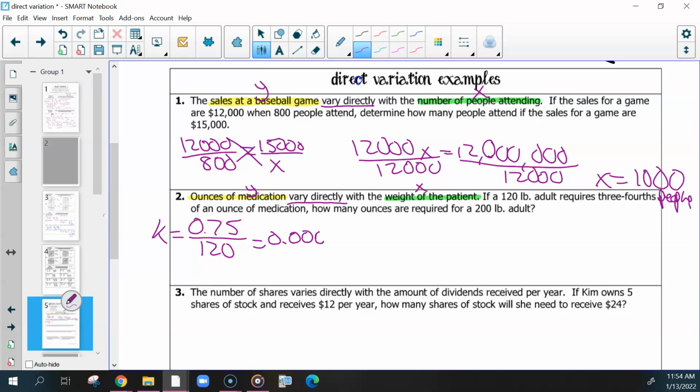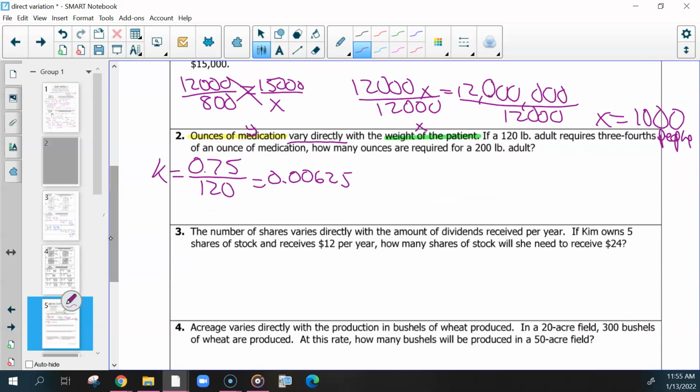0, 0, 0, 6. A lot of the times, unless you have big numbers like the first example, you'll have K values that are decimals. Realistically, if we were to divide 12,000 by 800, we might still get a decimal. So then we can write our equation.